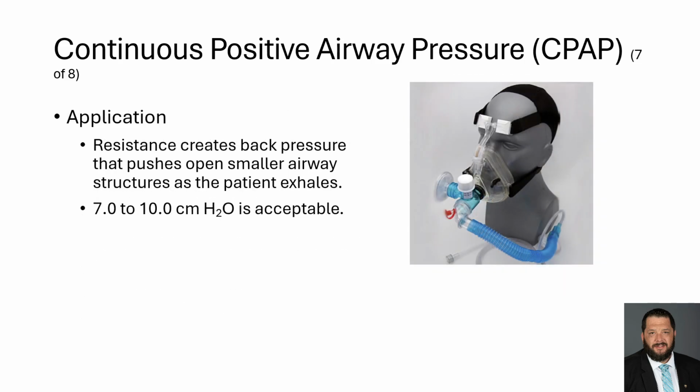The resistance that's created, or the PEEP, positive end expiratory pressure, helps push the smaller airways open. In some masks, the PEEP is adjustable, as you can see here at the white knob at the distal end of the device. If the PEEP is adjustable, you're going to want to start at the lowest setting of PEEP and slowly adjust your way up until you achieve the desired results. In most cases, this will be between 7 and 10 centimeters of water.